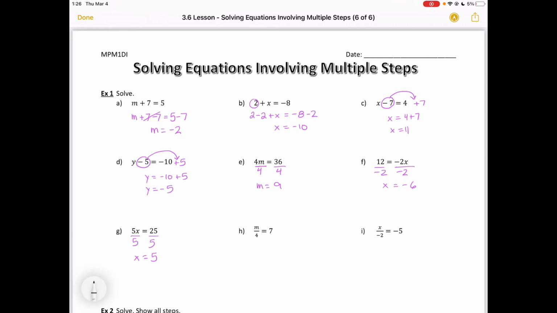And my last two examples, they have division. My opposite operation is multiplication, so I'm going to multiply both sides by the denominator, which leaves me with m equals 28. Here I'm multiplying by the denominator, so I'm multiplying by minus 2, and then I'm left with x equals 10.